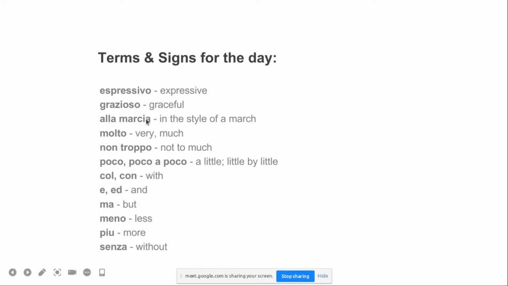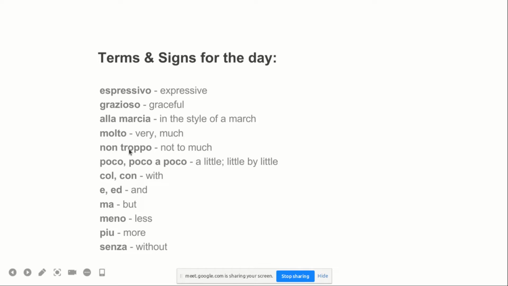And then alla marcia, in the style of a march. Again, these terms look like they resemble. Molto is very or much. So if you are told molto andante or molto allegro, it means very fast. Molto is very or much.